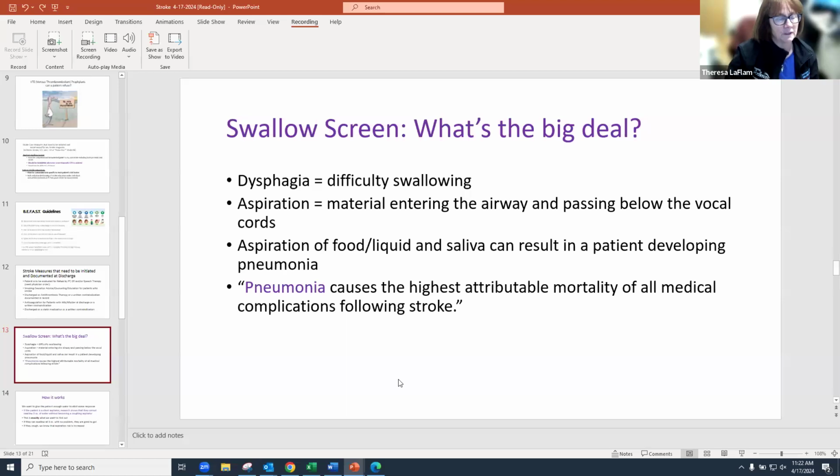So the swallow screen. Let's talk about the swallow screen. What's the big deal? The big deal is if the patients can't swallow safely, there is a risk of aspiration. And with aspiration, patients can get pneumonia. It could be a silent aspiration pneumonia even, because of just the way they swallowed, the saliva even went into their lungs. And we know this fact: pneumonia causes the highest mortality of all medical complications. So we make sure we do that.